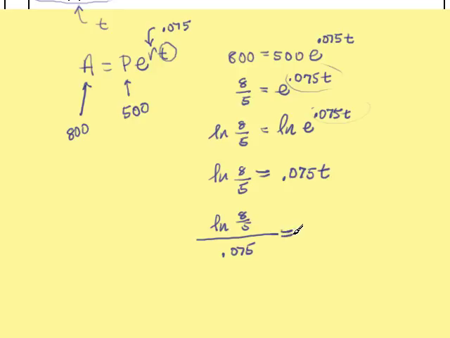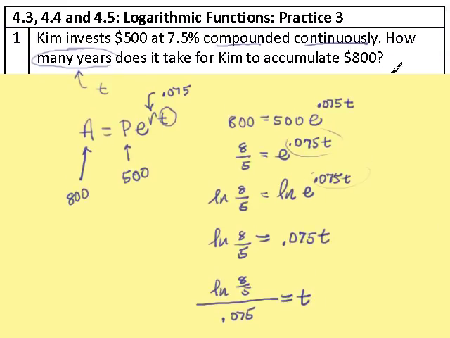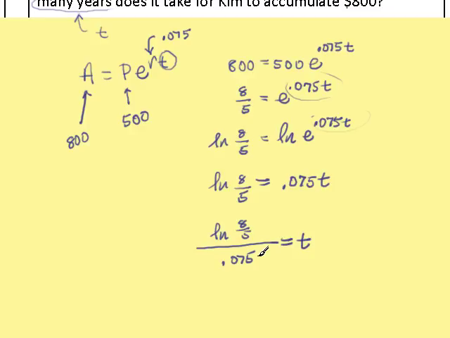And this should be the number of years that it takes to accumulate $800 if we have 7.5% interest compounded continuously. Let's just estimate this. So ln of 8/5 is approximately 0.47, and we divide by 0.075, and we get 6.3. So that's 6.3 years.